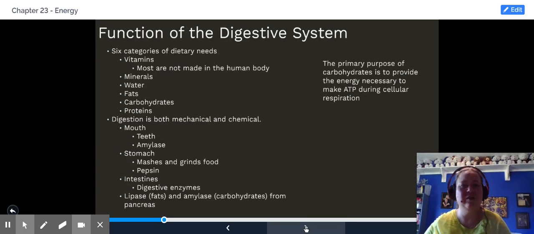All right, so the dietary needs of the human body, okay? We all need nutrients, and the nutrients that we need are these 6 right here. Vitamins, most of which are not made in the human body, so we have to get that from our food mainly. A lot of them come from fruits and vegetables, okay? So you can get a lot of vitamins from your diet.